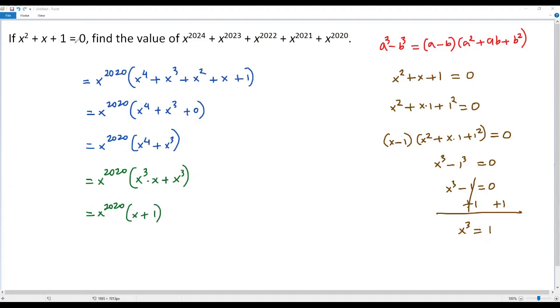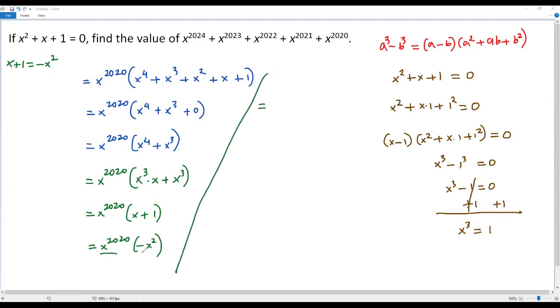Okay, now let's solve for x plus 1 in this equation. For that, we have to subtract x squared from both sides of this equation. When I subtract x squared from both sides of the equation, I am getting x plus 1 equals negative x squared. Okay, here we got that x plus 1 equals negative x squared. Let me do it over here. x to the power of 2020. For this x plus 1, we can plug in this negative x squared. Let me plug in.